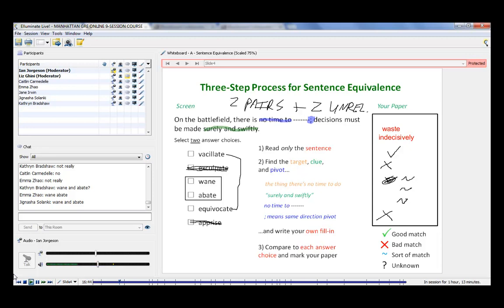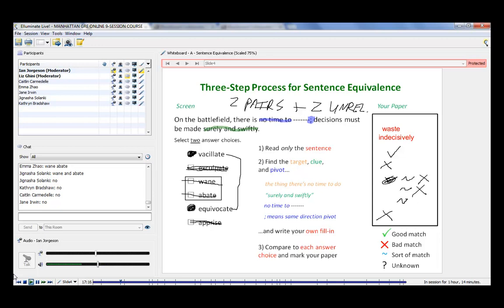So let me ask you guys this. Does it make sense that on the battlefield there is no time to decrease? Decisions must be made surely and swiftly. Do wane and abate make good sense in this problem? All right, so they've got to be wrong, and that means our answer, even if we don't know equivocate all that well, has got to be the same thing as vacillate.